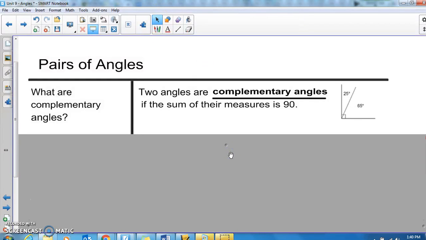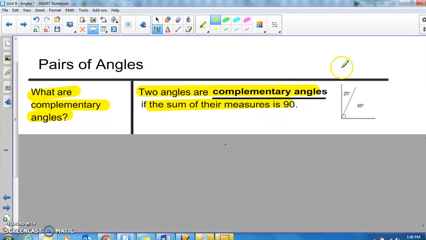What are complementary angles? So we have adjacent angles, side by side. We have vertical angles that are across from each other. Let's now move on to the next type of angles we're going to have to apply equations to. These are called complementary angles. Complementary angles are angles that add up to equal 90 degrees. So complementary angles have a sum of 90 degrees.